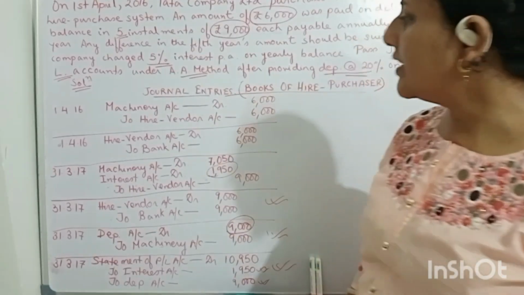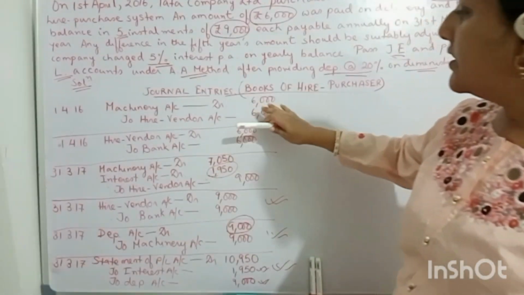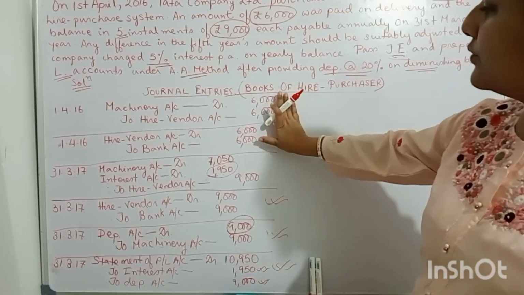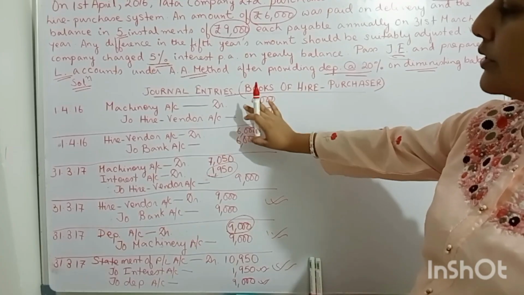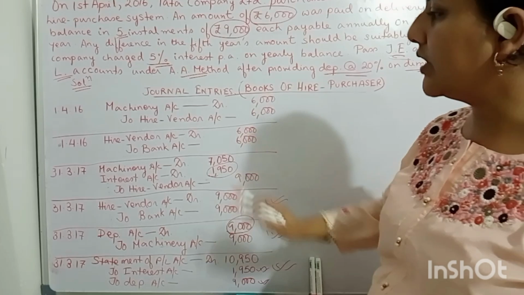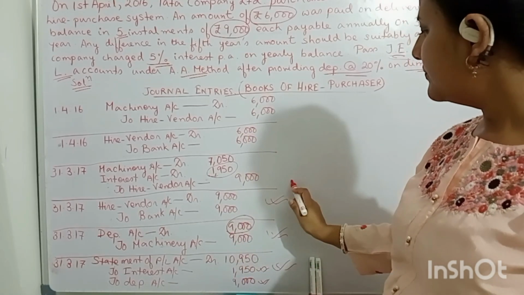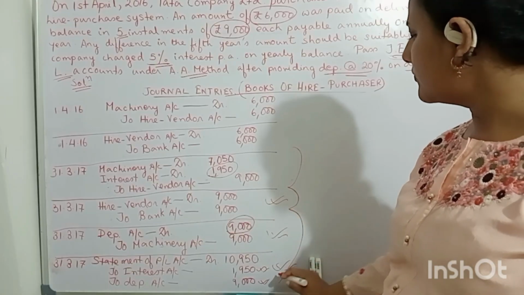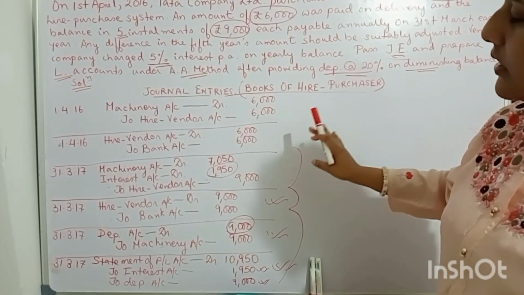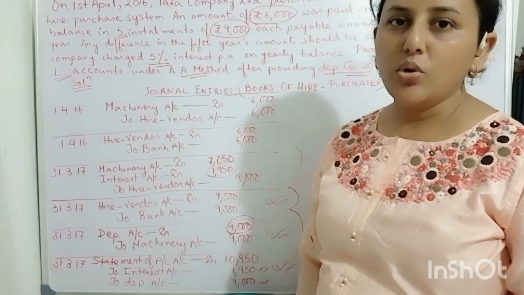Now for the subsequent years, that is second year, third year, fourth year and fifth year, these two entries are not required to be passed, this one and this one. You have to omit these two. This is for the down payment due and payment of down payment. Only these four entries will be passed for the next 4 years. So that is how journal entries are passed under asset accrual method in the books of hire purchaser. Only this is required.